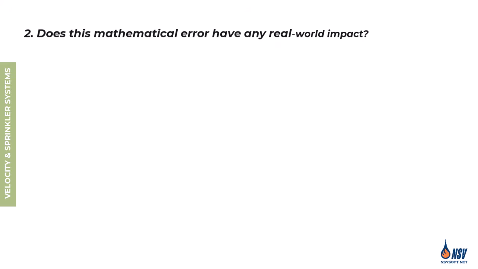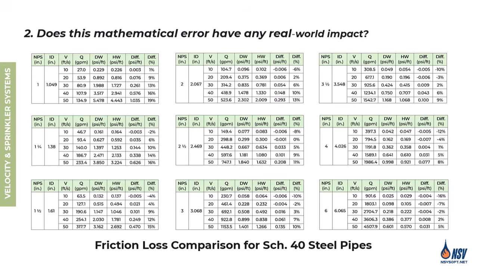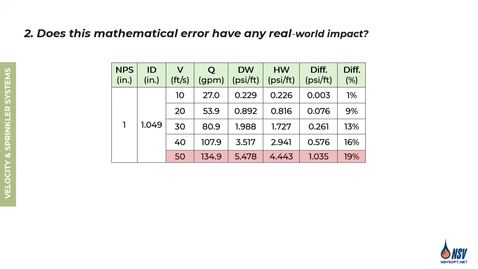Now let's go back to the second question and see how this pressure difference plays out in a real project. In our calculations for Schedule 40 pipes, the largest discrepancy between the Darcy-Weisbach and Hazen-Williams equations occurred at a velocity of 50 feet per second, corresponding to about 135 gallons per minute in a 1-inch pipe. First of all, we should remember that 135 gallons per minute is an extremely large flow rate for a 1-inch pipe. In practical terms, that would mean supplying roughly 6 sprinklers through a single 1-inch branch line.